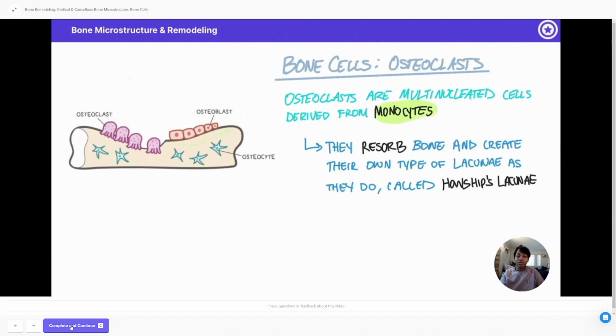And during this resorption process, osteoclasts actually start to dig their own little trenches, or their own little lacunae. And they're actually quite distinct because they're made from these osteoclasts that are literally burrowing into bone and digesting it away. And those special lacunae that they have are called Howship's lacunae.